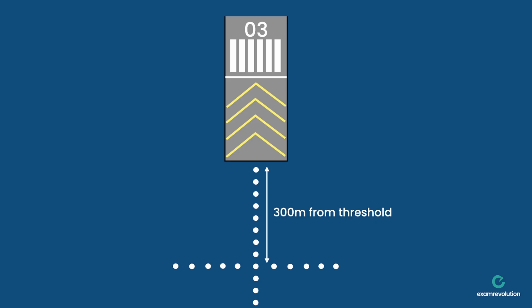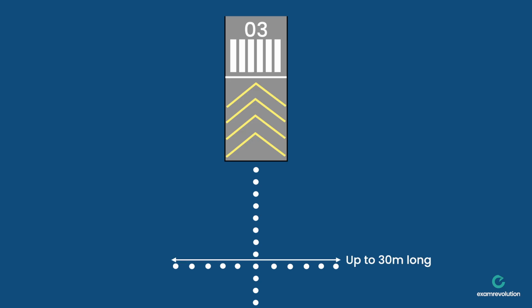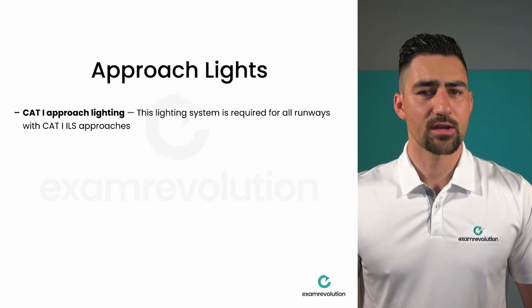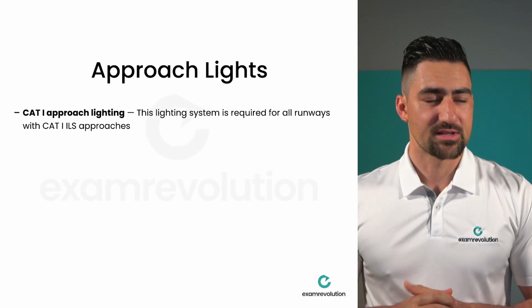And then it should run at least 300 meters from the threshold. That's where the crossbar must start. So you can see the crossbar is the one that makes the T, the horizontal lights, right? So that must be 300 meters from the threshold, and it can be a single line of lights. That is a simple approach lighting system. And then this crossbar must be at least up to 30 meters long. So 300 meters from the threshold and at least up to 30 meters long or wide. That was a simple approach lighting system.